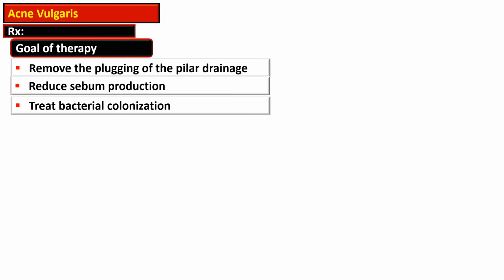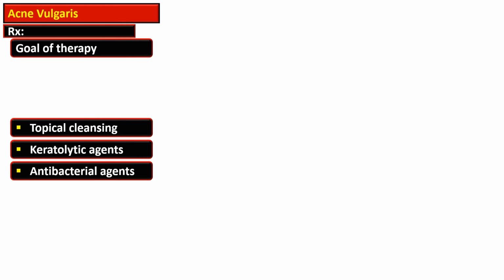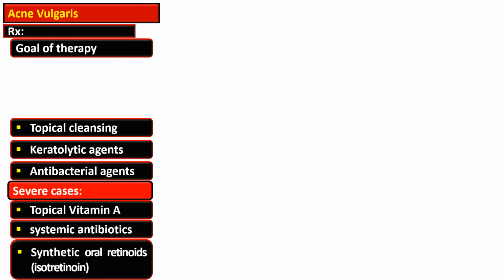For the treatment of acne, the goal of therapy is to remove the plugging of the pilar drainage, reduce sebum production, and treat bacterial colonization. For this, topical cleansing agents, keratolytic agents, and antibacterial agents are used. For severe cases, topical vitamin A along with systemic antibiotics or synthetic oral retinoids such as isotretinoin are used.